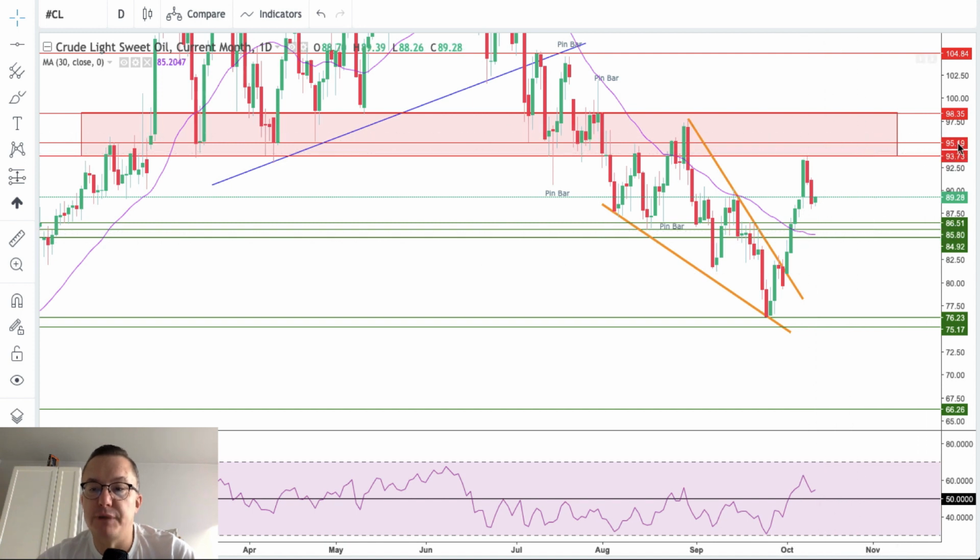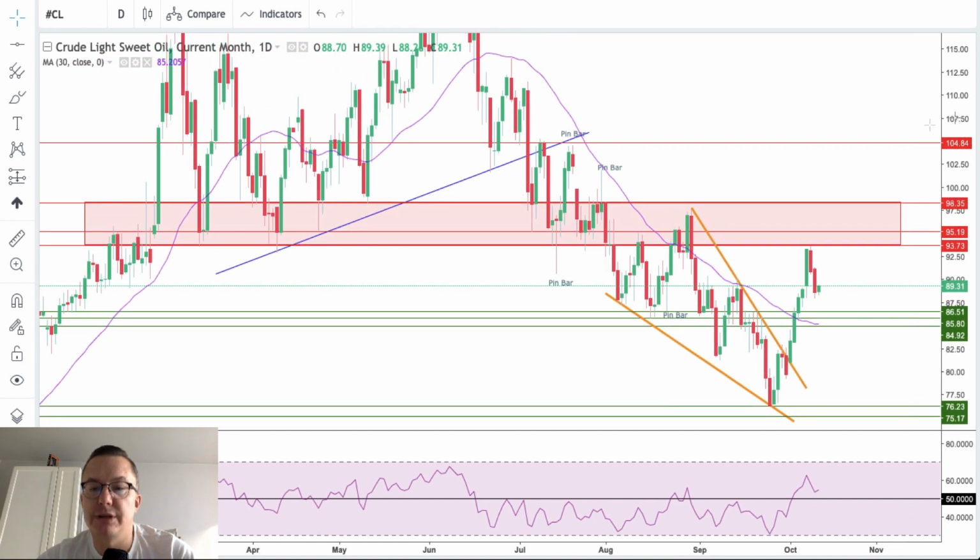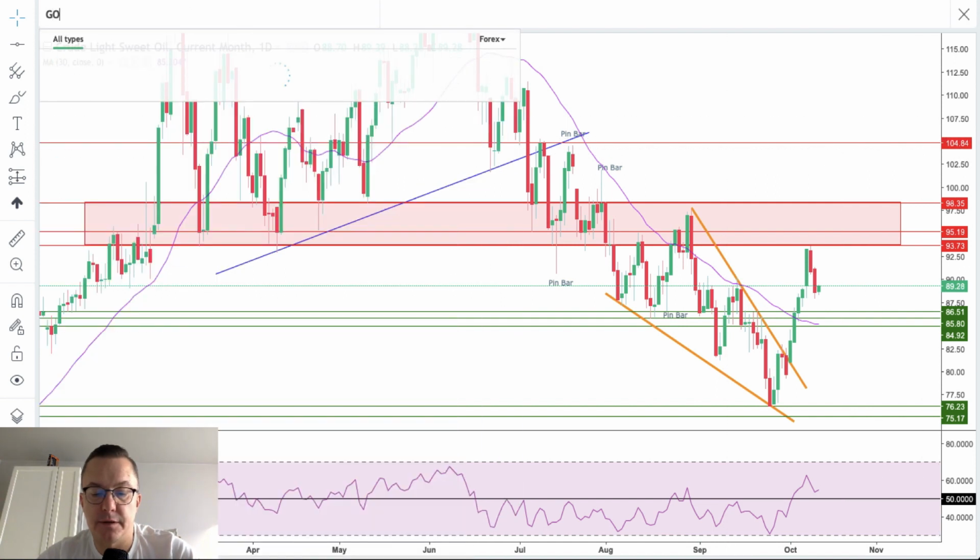Of course, a breakout above 93.50, 93.38, is the bullish indication, and the market might hit 104.84 next. So that's the crude oil.